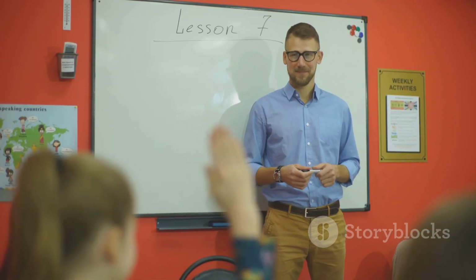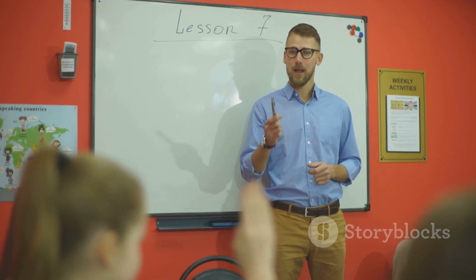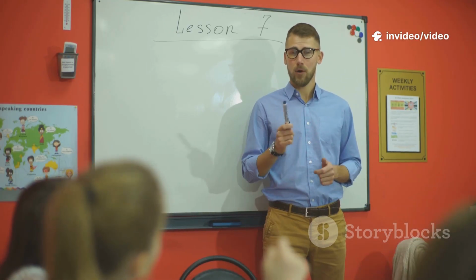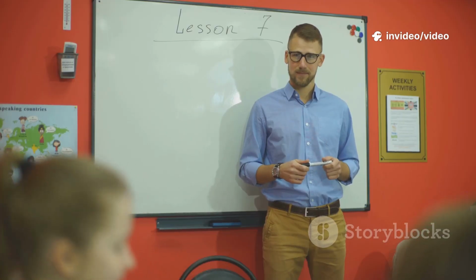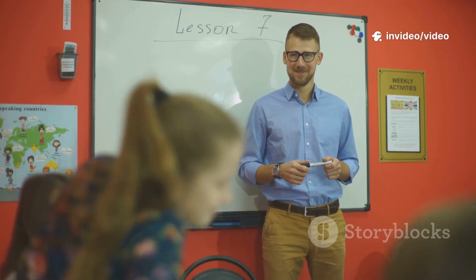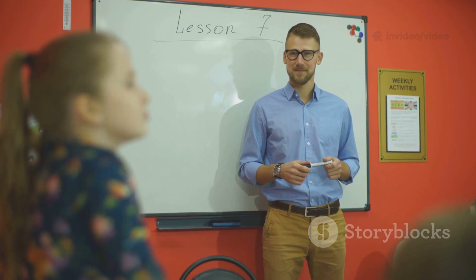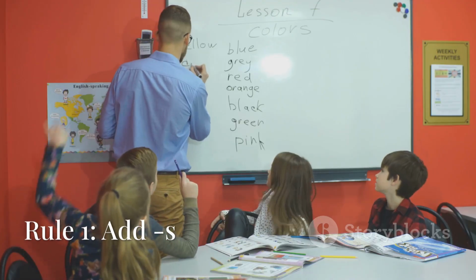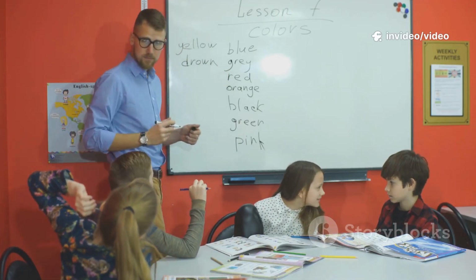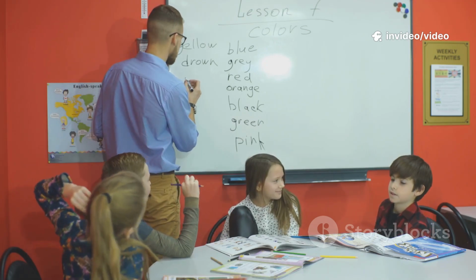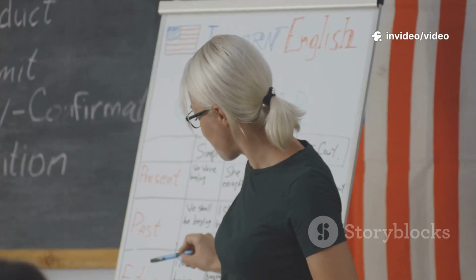Let's begin with the most basic concept. A singular noun refers to just one person, place, thing, or idea. A plural noun refers to more than one. One is singular, more than one is plural. It's as simple as that. Let's start with the most common rule, Rule 1. For most nouns, we simply add an S to make them plural. This is the pattern you'll see most often in English.